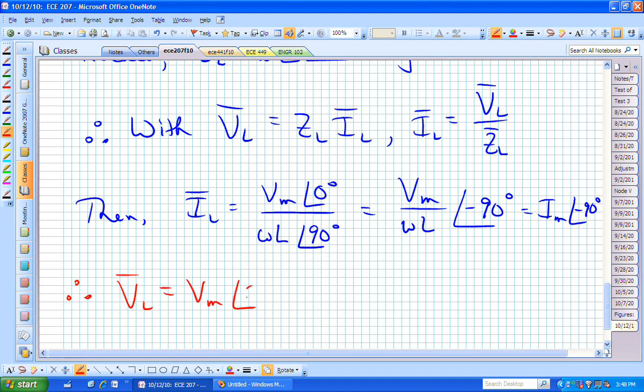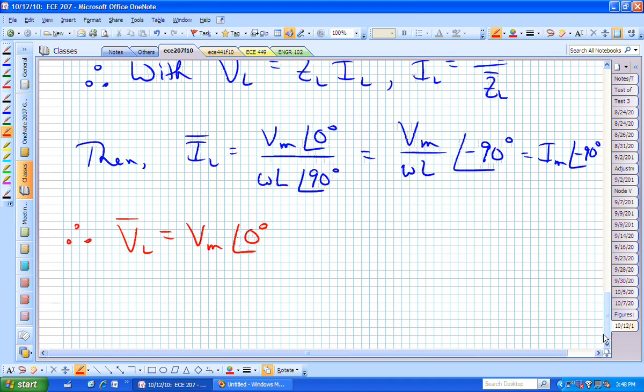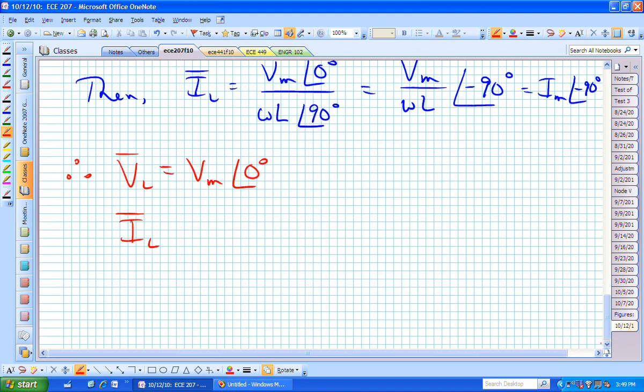Let's now write down the phasors associated with that analysis. We have a voltage phasor for the inductor with a magnitude V sub M and an angle of 0. Why does the voltage not have a phase angle? The question was, why does the voltage not have a phase angle? It does, it's 0.